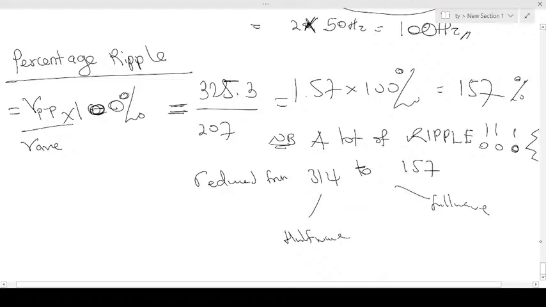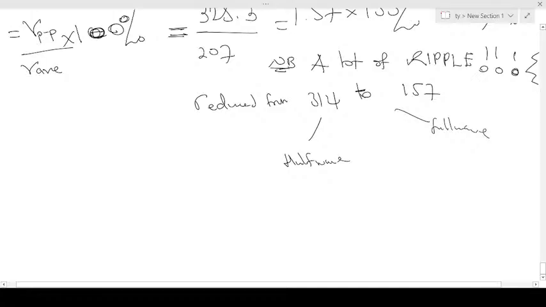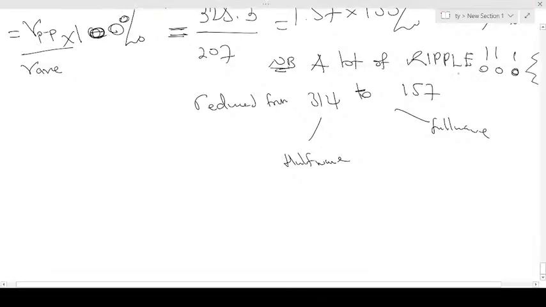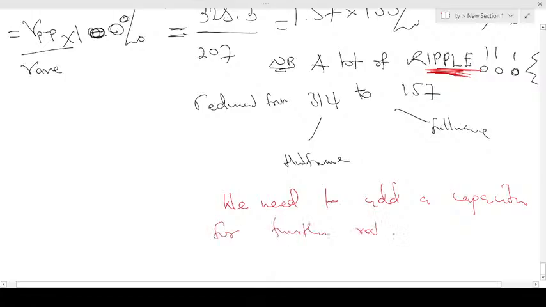Now, how do we reduce our ripple even further? Because despite it being reduced from 314 to 157, it's still more than 100% worth of ripple. We reduce it further, just like the way we reduce that of a half-wave rectifier, by adding a capacitor to store our charges and reduce our ripple.